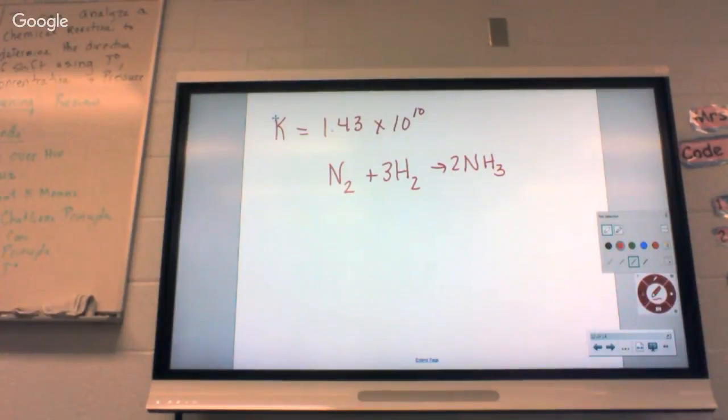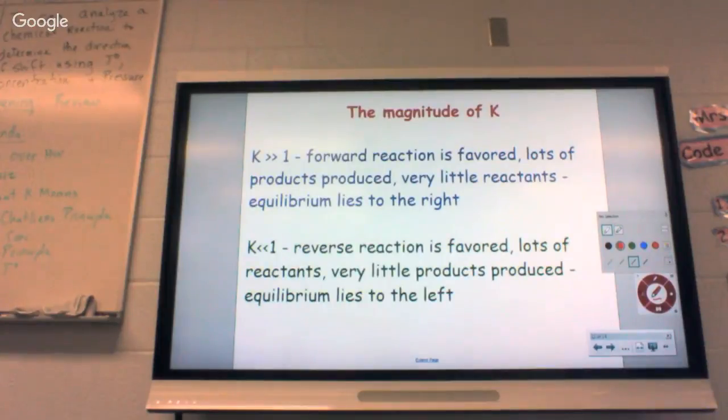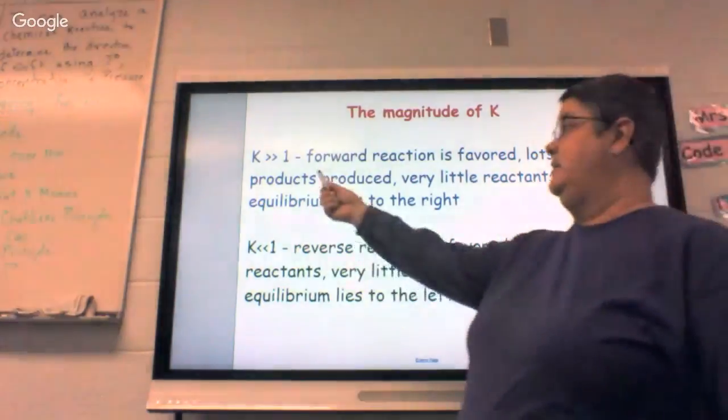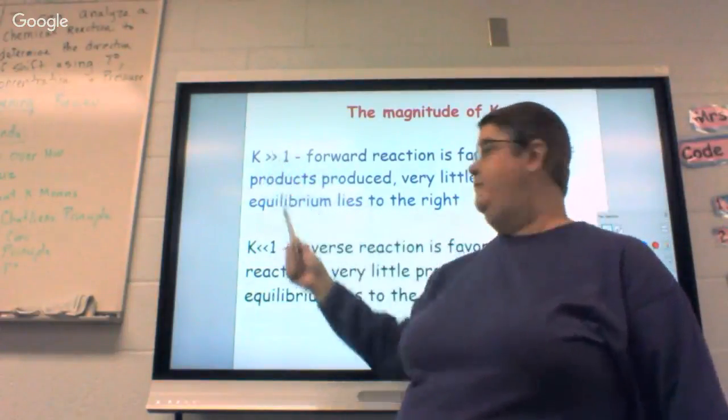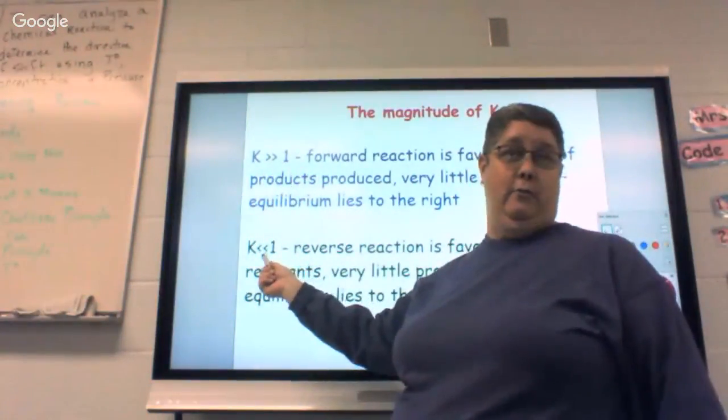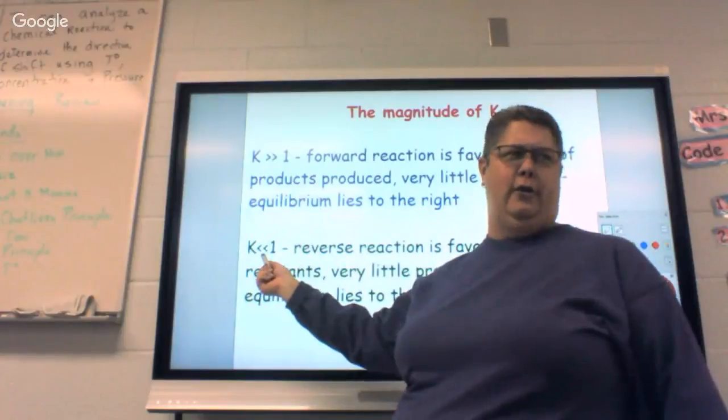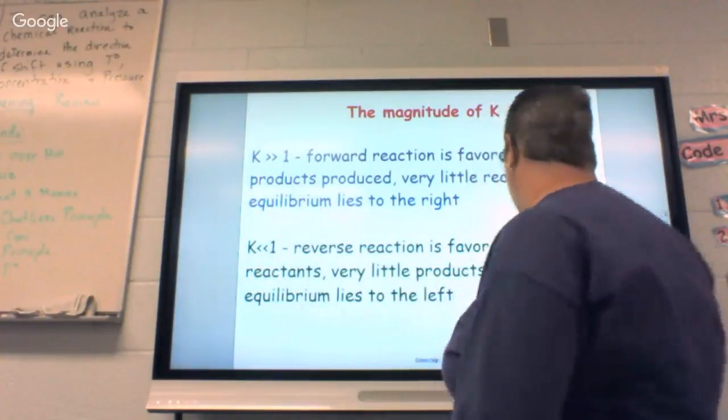So, what does this tell us? All right? Is this K a K that's much bigger than 1 or much less than 1? Two greater than signs, first of all, means much bigger than 1. And this means much less than 1. That's the first thing you should know. Y'all know that? Okay, you should know it from math class.